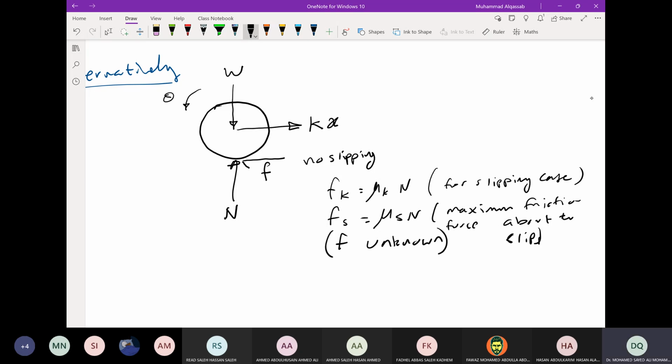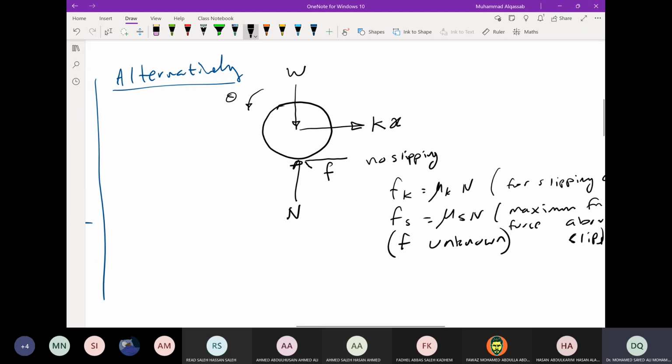It is not equal to Fk or Fs, it is just unknown. For no slipping, this is the force that we experience when we walk on the floor. You don't slip because there is friction, but it is not equal to the maximum friction force or the kinetic one, which is only for slipping. So just keep the force there, because if you don't put the force, you will have an unbalanced equation.